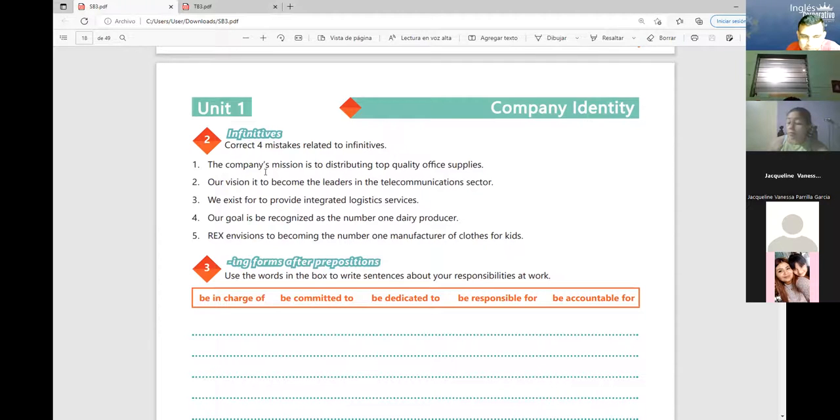Our vision it. ¿De qué se dice? Sí, hay un error de dedo. Cabal. Our vision is to become. Exacto. En la número tres.